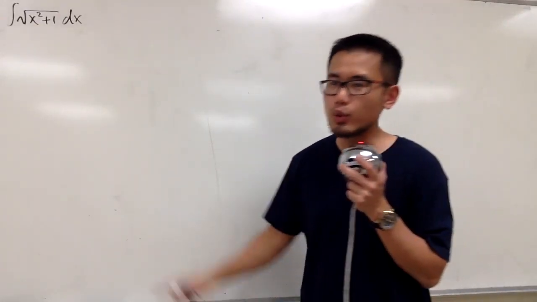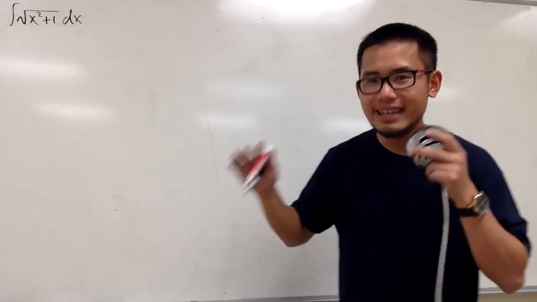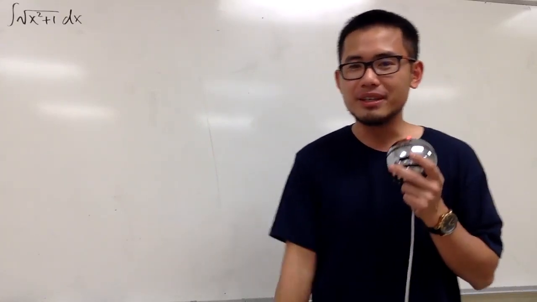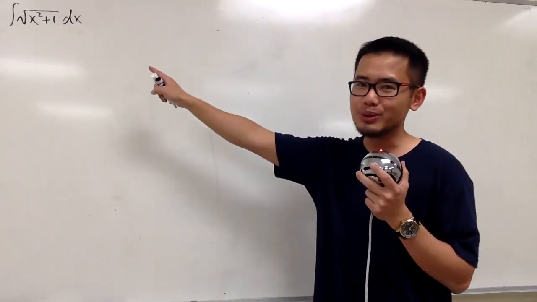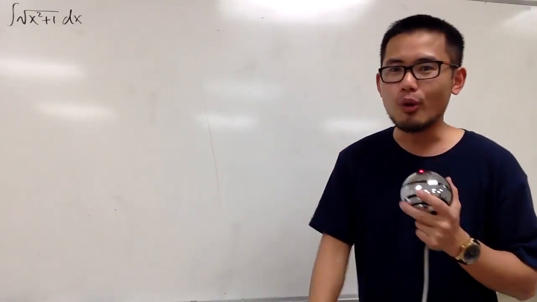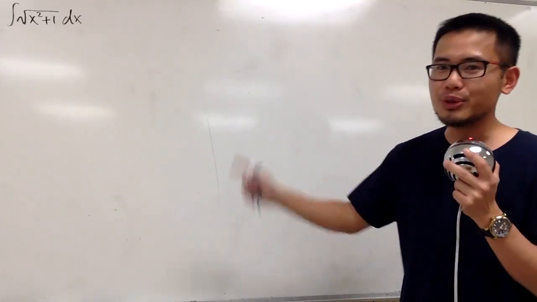I'm going to show you guys how to integrate the square root of x squared plus 1. And as we know, we can do this by trig sub, right? However, I'll just leave that to you guys, because in this video, I will show you guys how to do this with what we call the Euler's substitution. Maybe you haven't seen this before, but check this out, because this is going to be really cool.